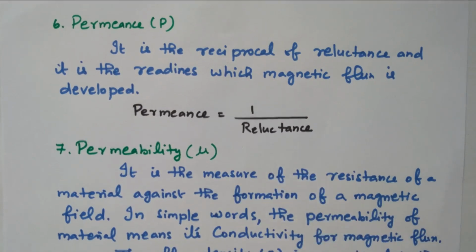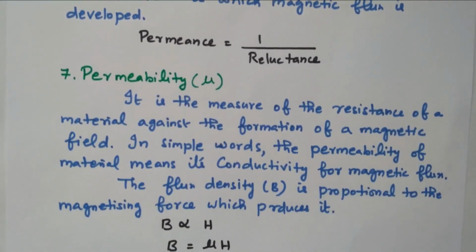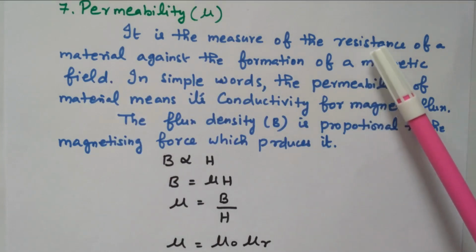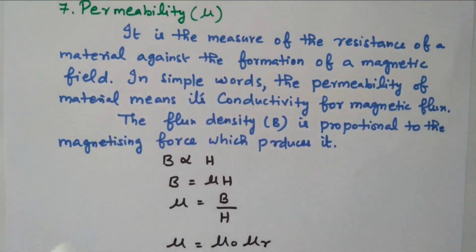Then we will go to one more parameter, permeability. It is a measure of the resistance of a material against the formation of the magnetic field. So this is one of the parameters that will determine the resistance of a magnetic material in forming the magnetic field. In simple words, the permeability of the material means conductivity for magnetic flux. It will determine what is the conductivity of that material.